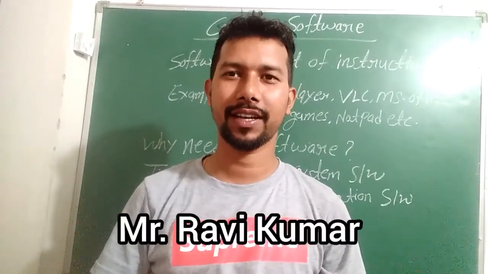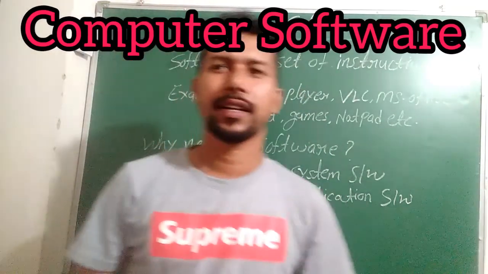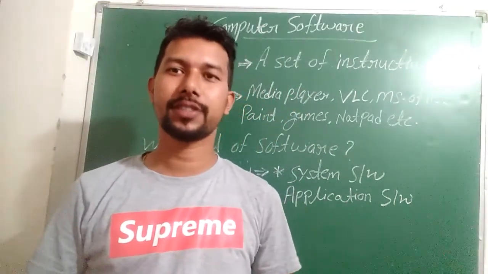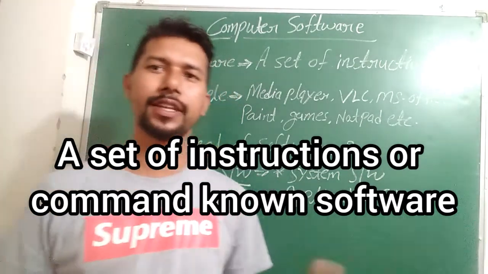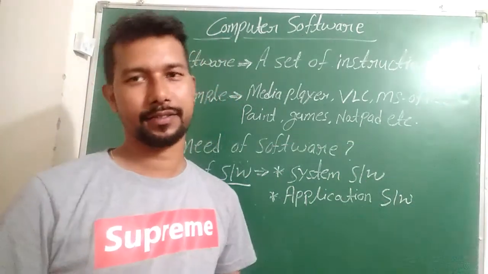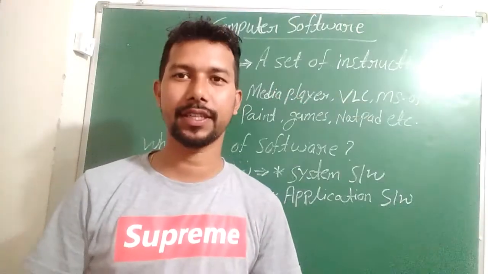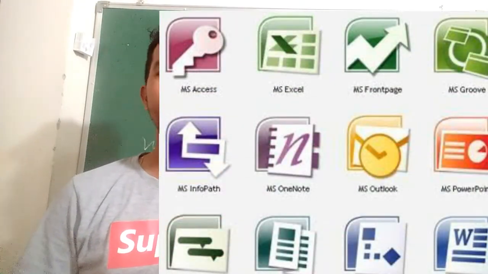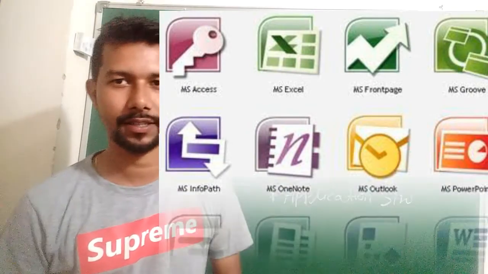I am Ravi Kumar and today's topic is computer software. Computer software is a set of instructions or commands. In computer science, we have various types of software like media players, VLC, MS Office, Paint, Notepad, calculator, games. They are examples of software.